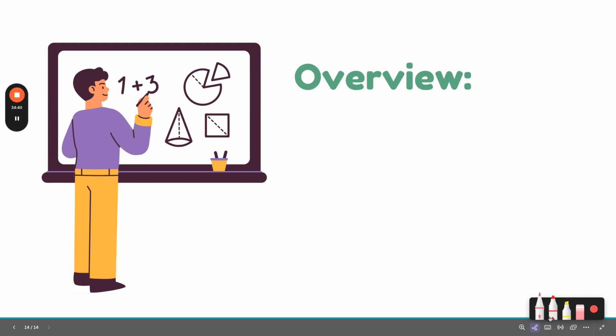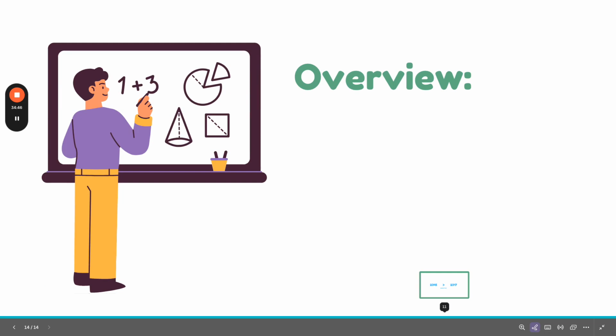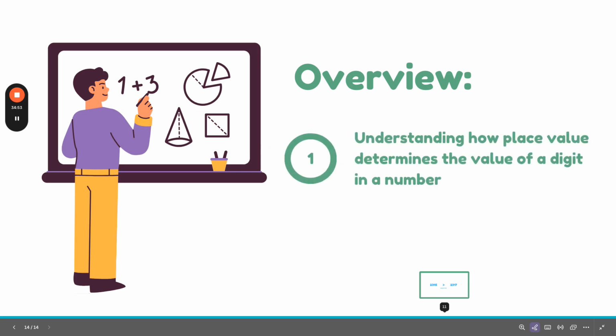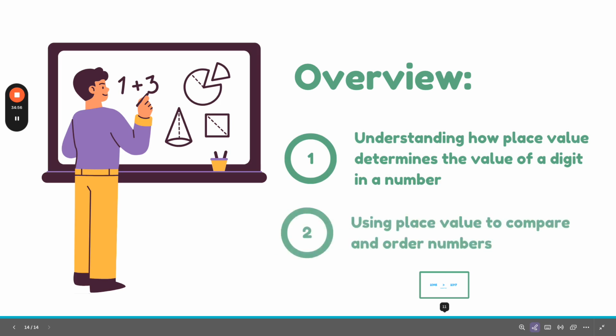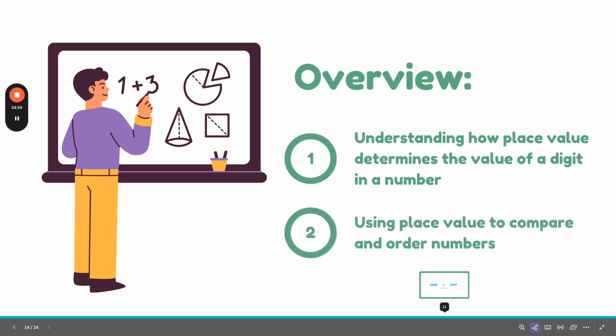So, as a quick overview, let's just have a look at our overview for today's video. So that really concludes our lesson on place value. So again, we looked at understanding how place value determines the value of a digit in the number, and also using place value to compare and order numbers.